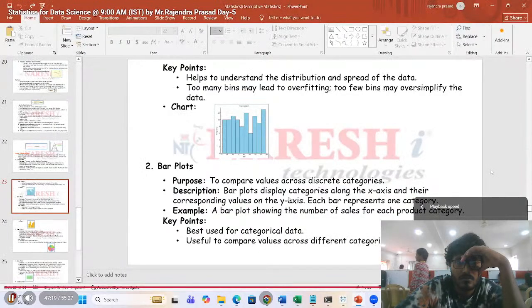We'll see. Bar plots display the categories along the x-axis. On the x-axis, you see the categories and their corresponding numerical values or frequencies on the y-axis. Each bar represents one category. Clear? For example, a bar plot showing the number of sales by each product category.